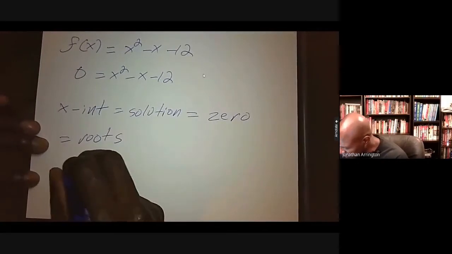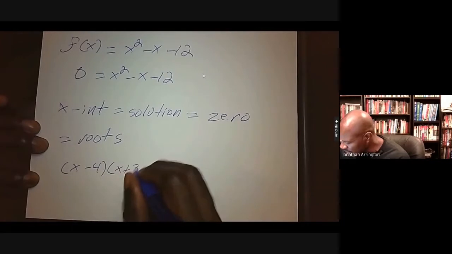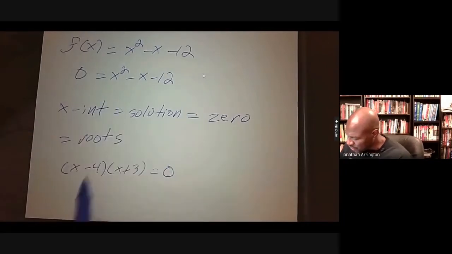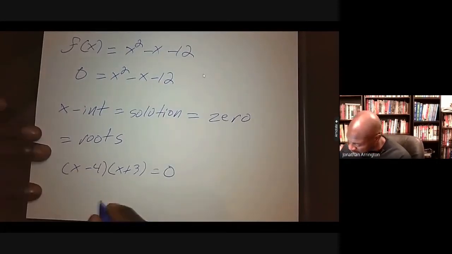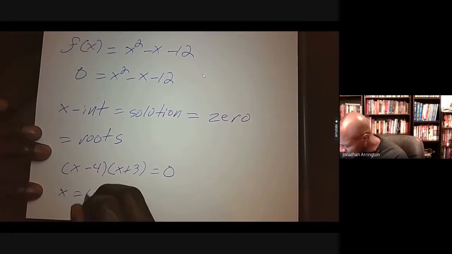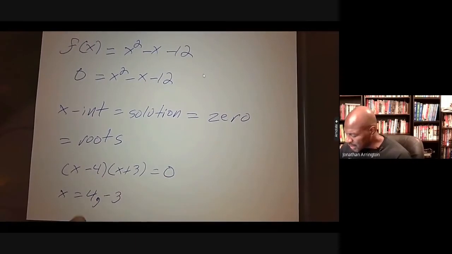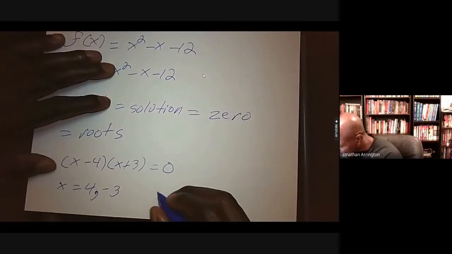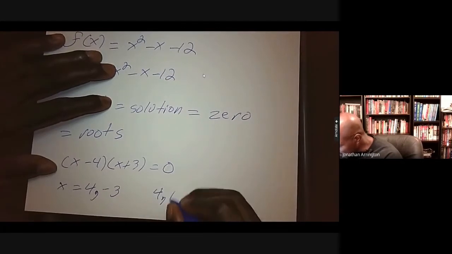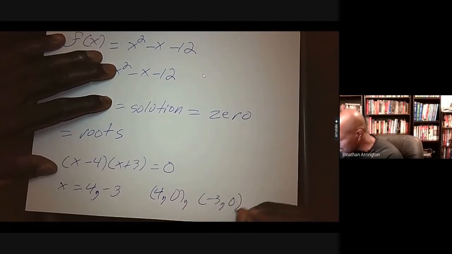So this would be x minus 4 times x plus 3. And hopefully you remember how to factor stuff like that from your previous algebra courses. And so that means that x would be 4 and -3. So that means this guy has two x-intercepts. Now, of course, as coordinates, it'll be (4, 0) and (-3, 0).